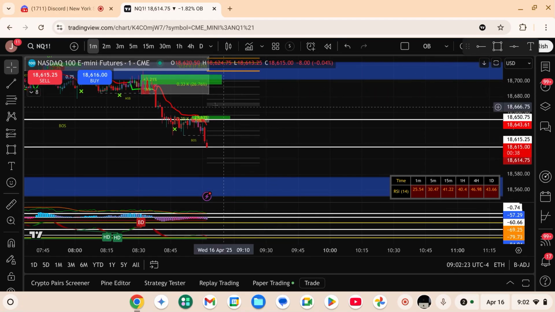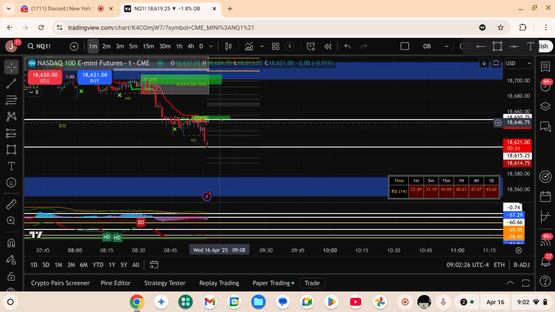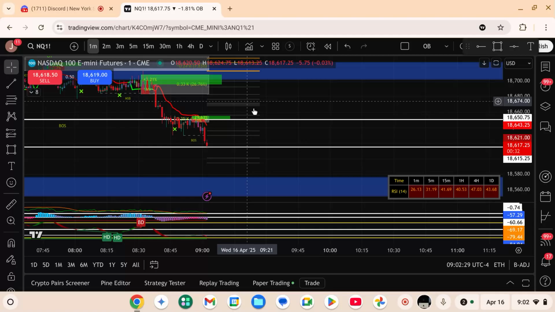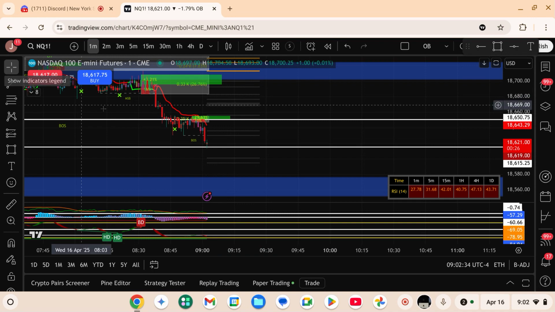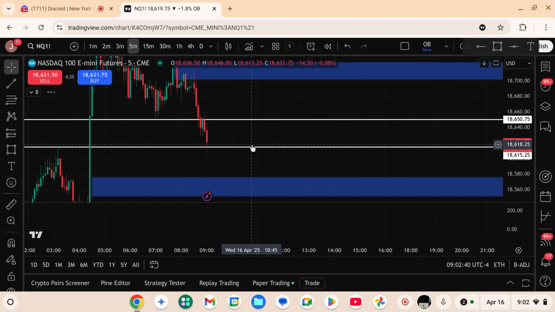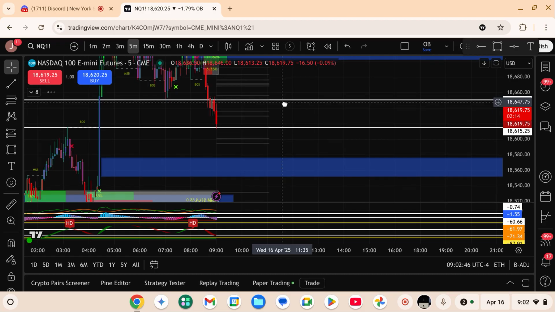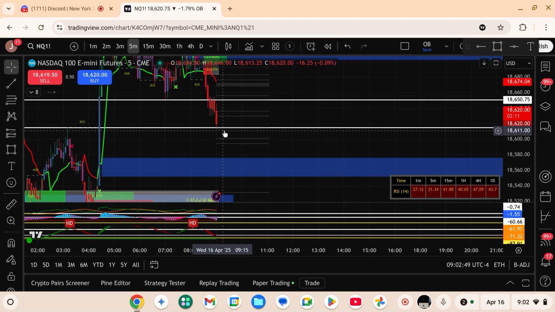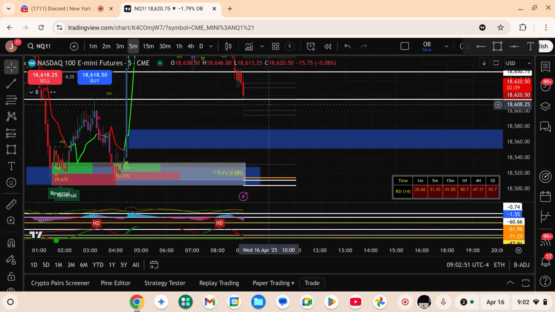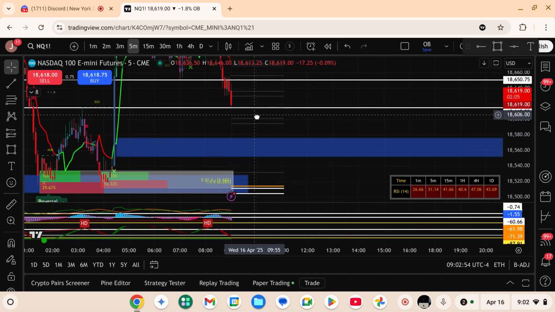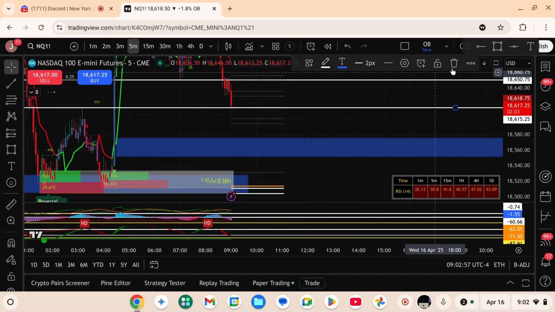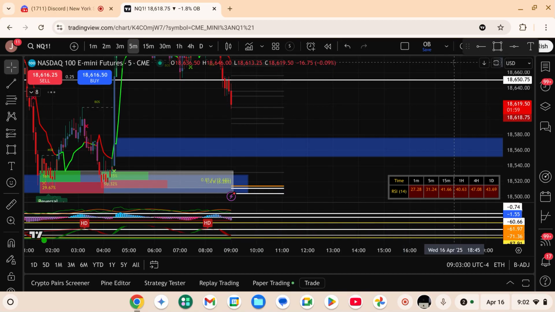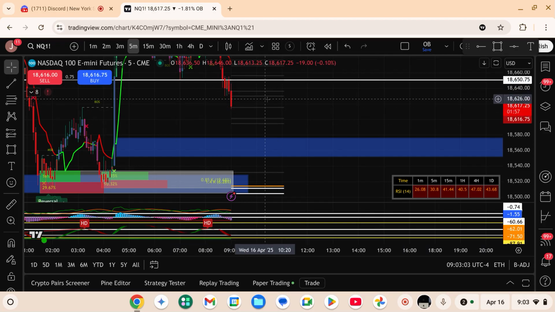Okay, so it took that out. Now if it could return back to here, then we'll look to short where it just made that order block right here. If it returns back there and rejects, we'll, let's see. It might not, because this is a lot of bullish momentum coming in. So I'll take that off, since it took that out already.